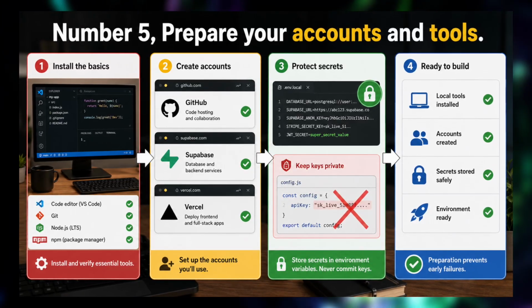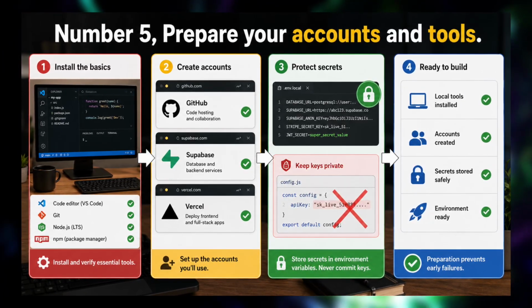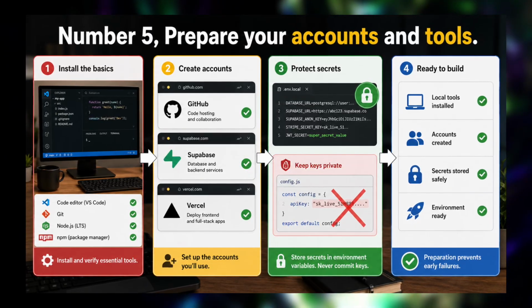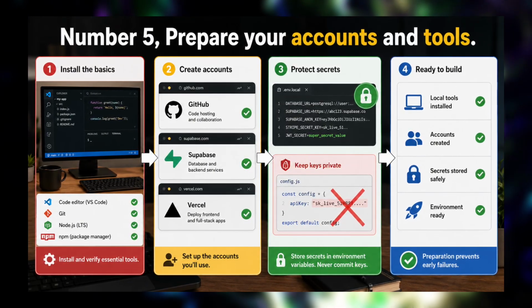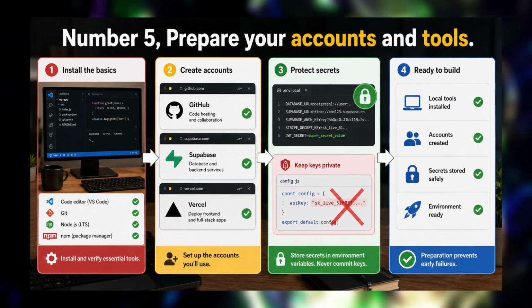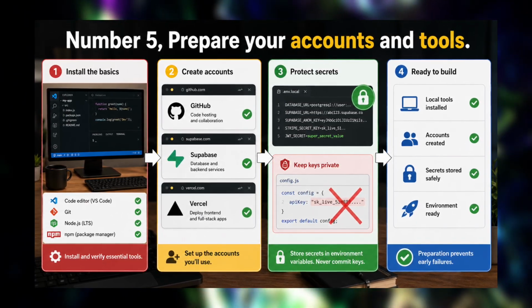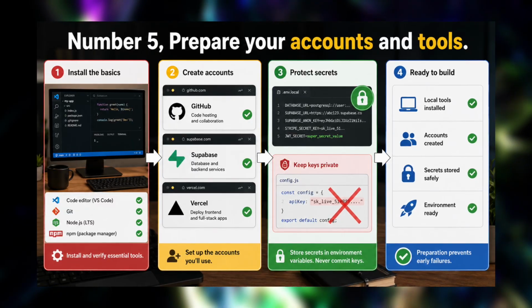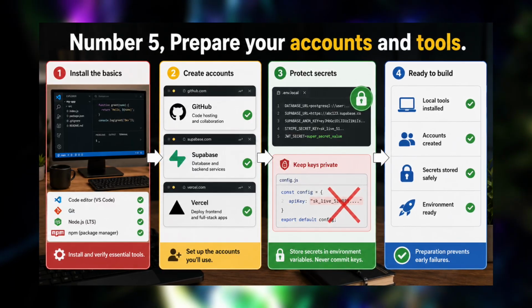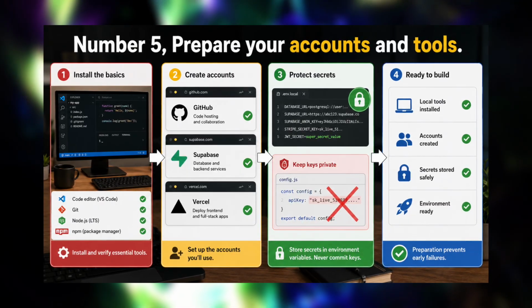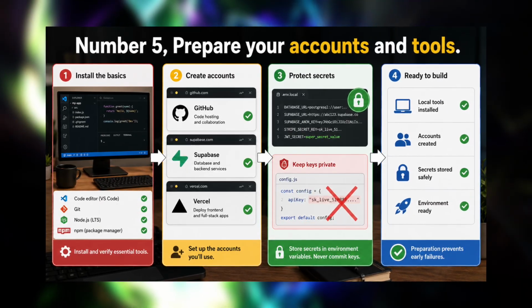Create accounts only where you are legally allowed to create them, especially for payments and business tools. Keep your secret keys private. Never paste production secrets into public code, screenshots, or prompts that may be saved in a place you do not control. Use local environment variables during development and hosted secret settings in production. This preparation looks boring, but it prevents the most common early failures.